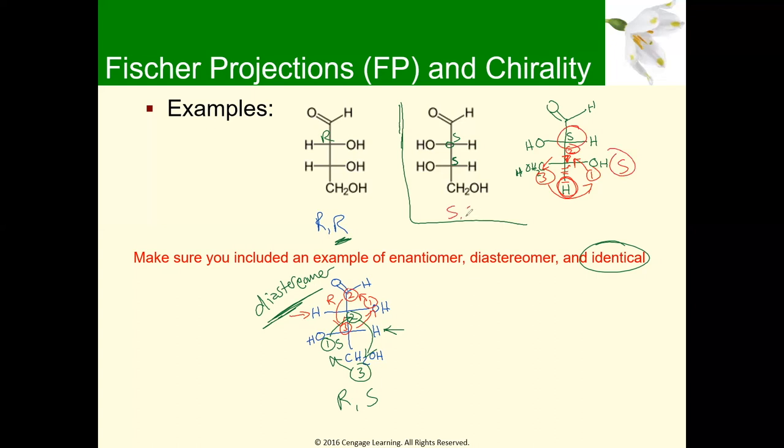So it's identical. We said this was S, S. This one also is S, S. So even though it doesn't look exactly the same, they are identical. And the difference is, as I demonstrated, I rotated that bottom group, which is allowed. On a Fischer projection, you can rotate that bottom group around.